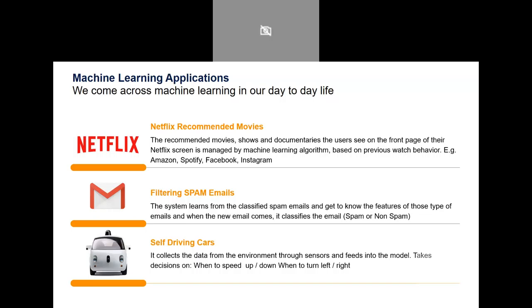Then comes a little more advanced application, self-driving cars. If some of you are more into the automobile industry, you might have heard of autonomous driving vehicles. Currently, we humans are driving cars. In the future, what researchers and high-end automobile brands want is a computer driving your car while you are just relaxing. This is self-driving cars, as the name says, driving on its own.